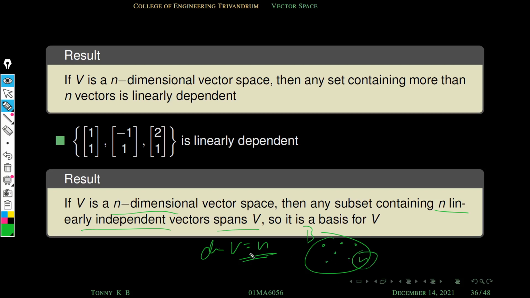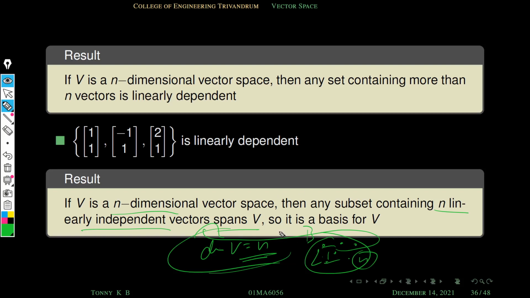This result says that if any collection of n vectors is linearly independent, then automatically it spans. So there is no need to check whether the span of this collection is equal to V or not. It automatically spans. So these n linearly independent vectors satisfy two conditions. They are already independent and span, so it is a basis. Clear? So this result is also applicable only when the dimension of V is n.